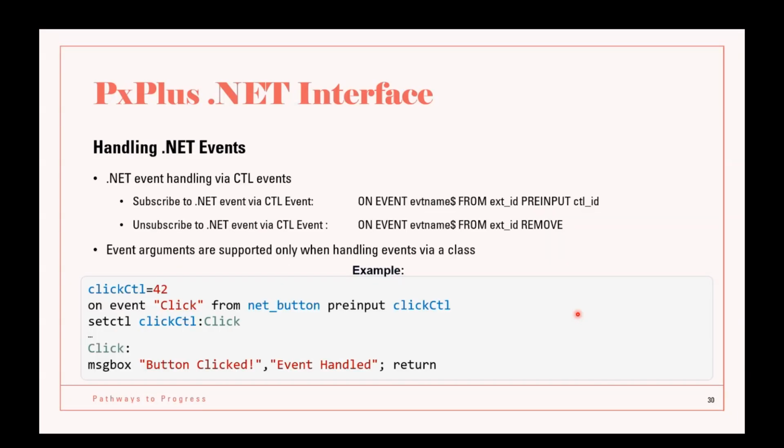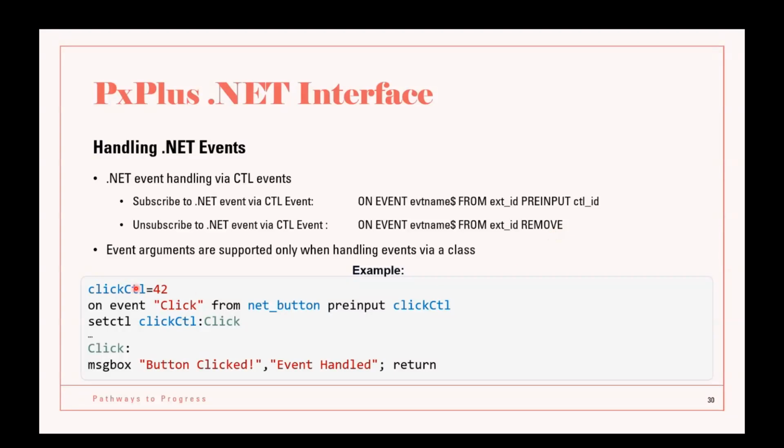If you want to do the same thing as we just did from Nomads in code, this can be done using CTL events and the onEvent directive. From code, if I want to subscribe to an event, I could say onEvent, give it the name of the event, give it the handle to my .NET object, pre-input, and then the CTL I want to trigger when that event happens. Unsubscribing is similar, you just use the word remove there.